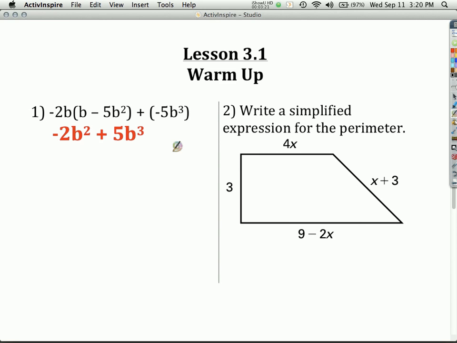Okay. Third person want to chime in with their answer? All the same people? Sebastian? I got 4x squared plus 6x plus 27. Okay. The correct answer is 3x plus 15, or 15 plus 3x, that's the same thing.